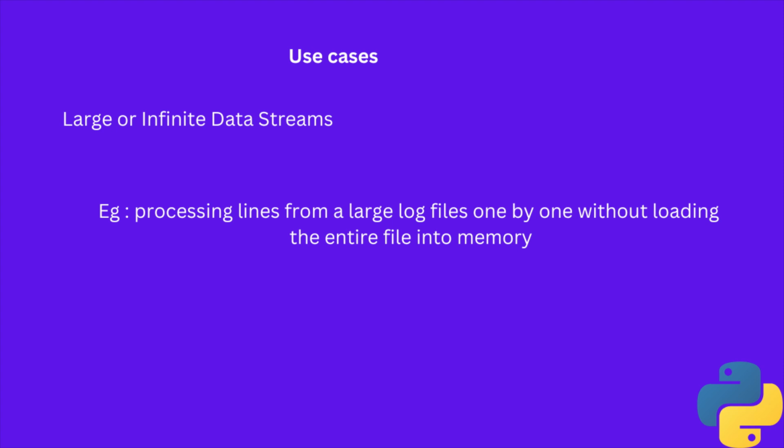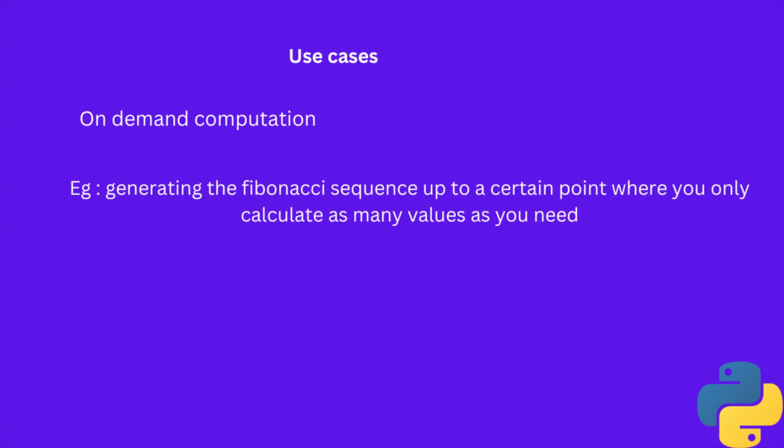Second one, on-demand computation. When you want to generate values on the fly, particularly when generating values is computationally expensive or unnecessary until needed, in that case you can use a generator. Example, generating the Fibonacci sequence up to a certain point where you only calculate as many values as you need.